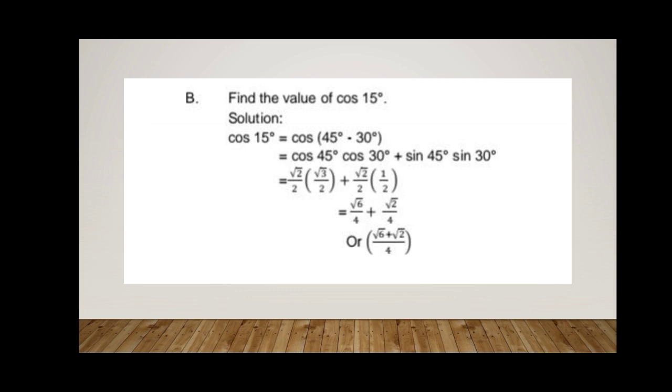Our cosine 45 is equal to square root of 2 over 2, and cosine 30 is equal to square root of 3 over 2, plus sine 45 is equal to square root of 2 over 2, and sine 30 is equal to 1/2. So square root of 2 times square root of 3 over 4 is equal to square root of 6 over 4, plus square root of 2 over 2 times 1/2 is equal to square root of 2 over 4, or square root of 6 plus square root of 2 over 4.